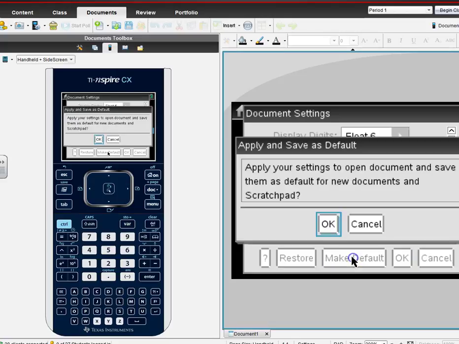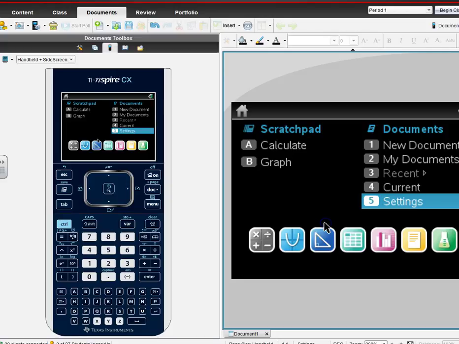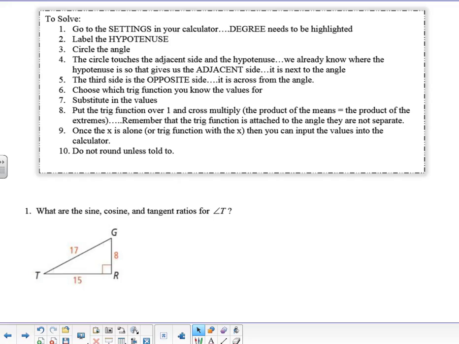What I'm going to do is make that the default. Anytime I open up a new document, that becomes it. If you don't make that the default setting, then if you close the document and go back and revert to it, it'll change it back to radians. We'll talk later in the year about what radians are. It's basically another way to measure this.